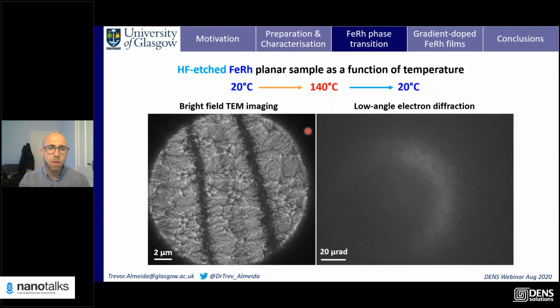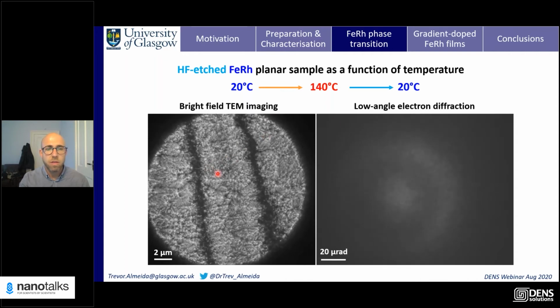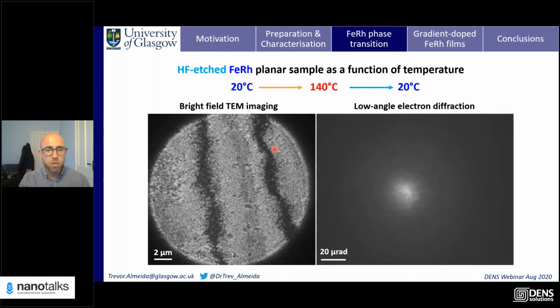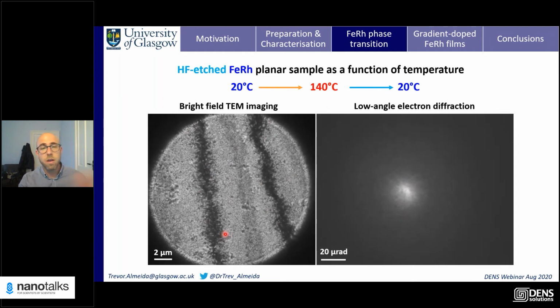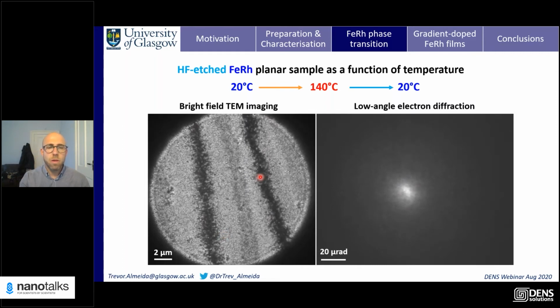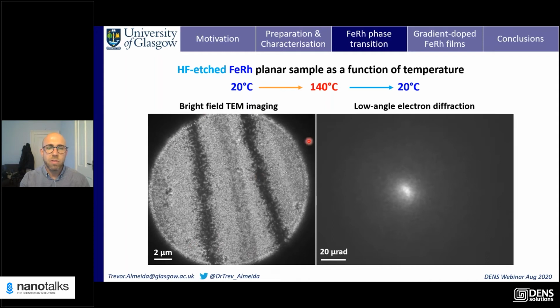And then as we cool down, we can actually see these domains start to disintegrate and some of the contrast going back to the central spot. And we can see variation in the bend contours because there's localized strain due to the phase transition and the volume change. So, like I said, in this large field of view, there's a lot going on.